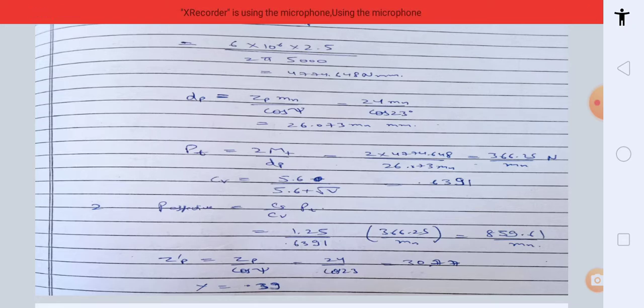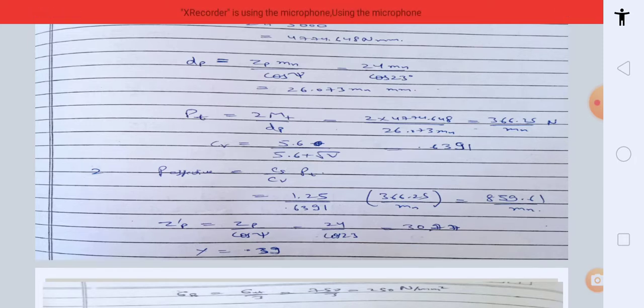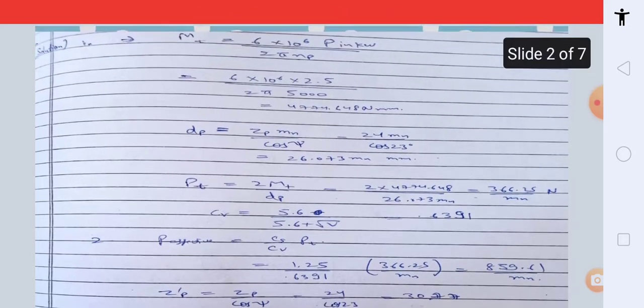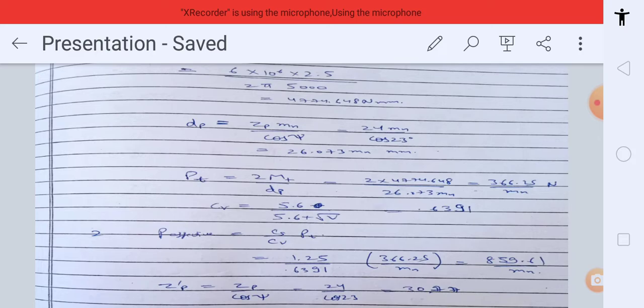Thereafter we calculate the tangential force. Pt is equal to 2 Mt upon dp, which is 2 into 4774.648 upon 26.073 mn. So we will get the result as 366.25 upon mn Newton. Velocity factor, Barth factor, is 5.6 upon 5.6 plus root v. That comes out to be 0.6391.